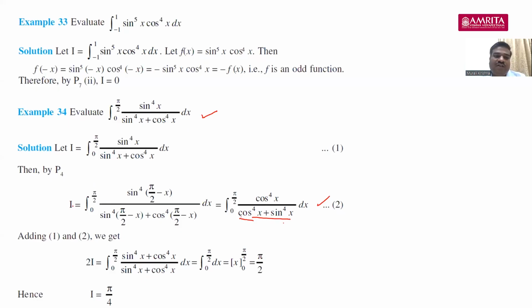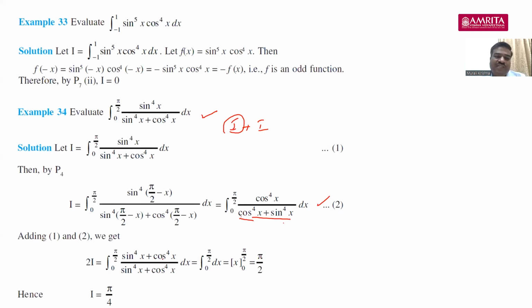So that is the ideology here in this question. I plus I: the first I, they will put this expression; the second I, they will put this expression. So the final answer is 2I on the left-hand side.